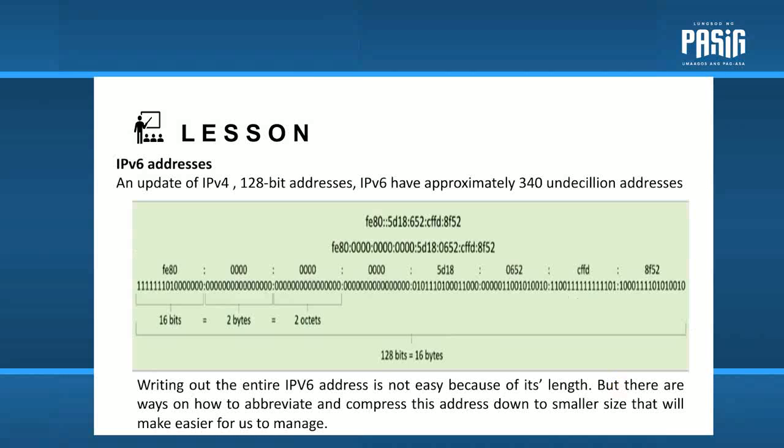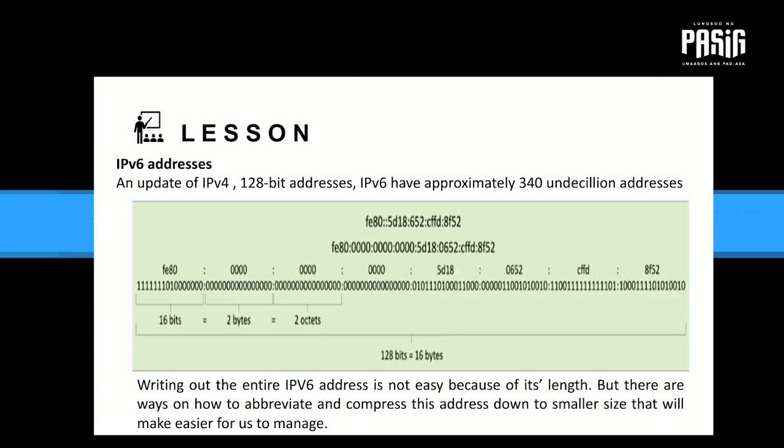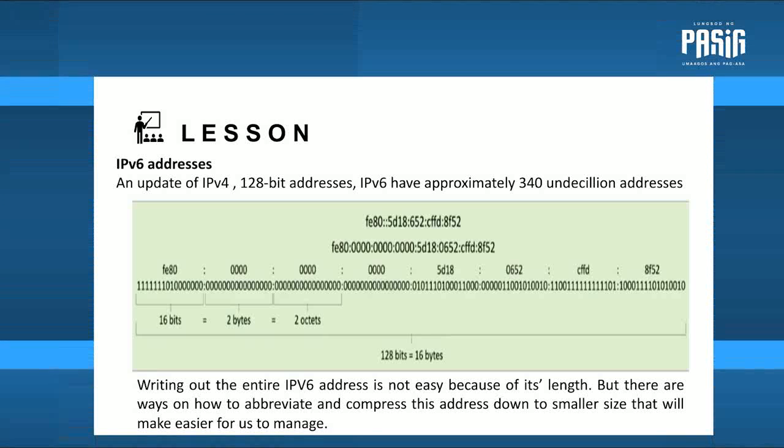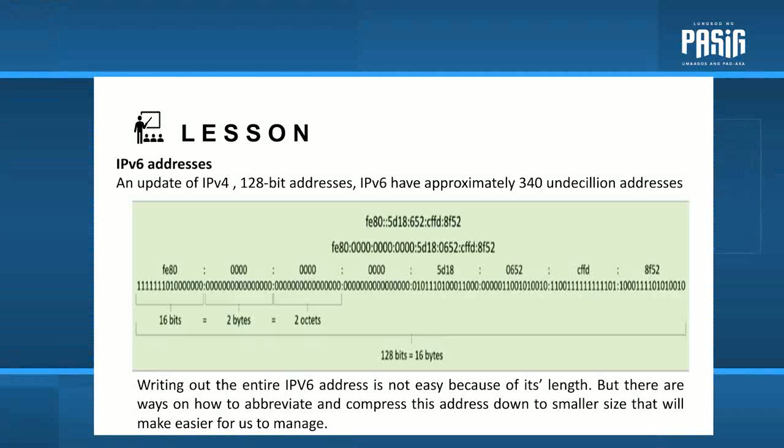IPv6 addresses are an update of IPv4. They have 128-bit addresses. IPv6 has approximately 340 undecillion addresses. Writing out the entire IPv6 address is not easy because of its length, but there are ways to abbreviate and compress the address down to a smaller size that will make it easier for us to manage.